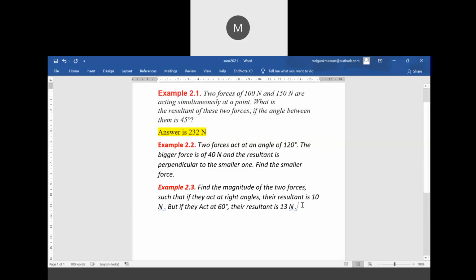Here you have two equations. For two different angles, there are two different resultant forces. Now we have to find out the respective forces. Try to find it out if you can, or else we will discuss it.